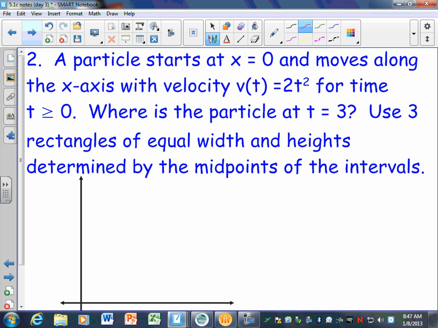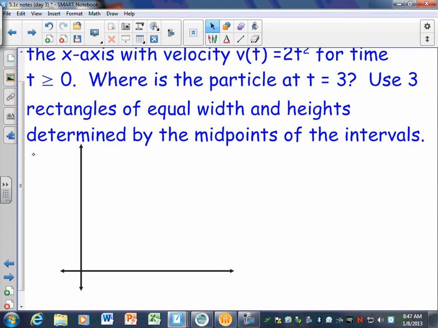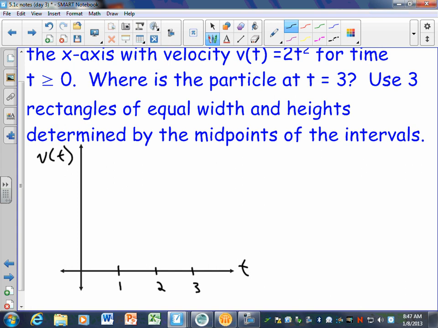And notice it's telling us use 3 rectangles of equal width and heights determined by the midpoint of the interval. So let's graph this, and then we'll talk about how we can use these rectangles. So here's my velocity again. Here's my time. Again, I'm only going to 3 seconds, so don't make more than you need. I'm going to make these intervals kind of big so that we can see our rectangles. Try and be as accurate as possible.